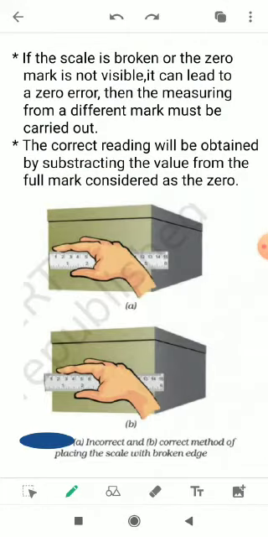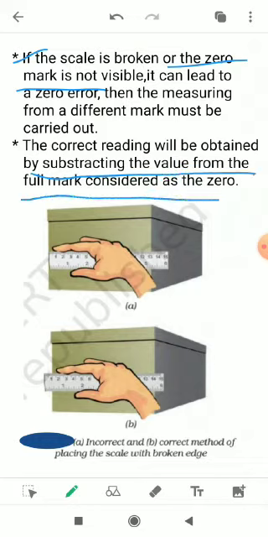Now the third point is, if the scale is broken or the 0 mark is not present or not visible, we can follow a certain method to measure any distance by using that broken scale. At that time we need to ignore the 0 part, and whatever the starting point mentioned on that scale, we will assume that point as 0. And after measuring, we will subtract the value which we have assumed as 0 from the full mark which we have obtained.